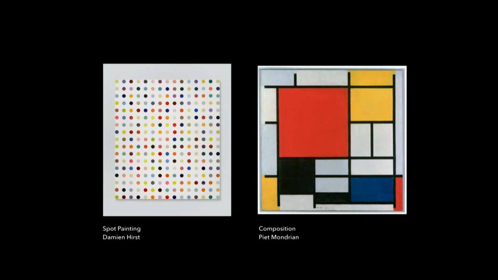So in this talk, we're going to recreate two famous masterpieces of modern art, a spot painting from the Spot Painting series by Damien Hirst, and a composition painting by Piet Mondrian from his composition series. And we're going to recreate these two artworks as a way to explore how JavaScript can be an artistic medium. And just like painting, we're going to start with a blank canvas. In the case of JavaScript, the blank canvas is the HTML5 Canvas API.